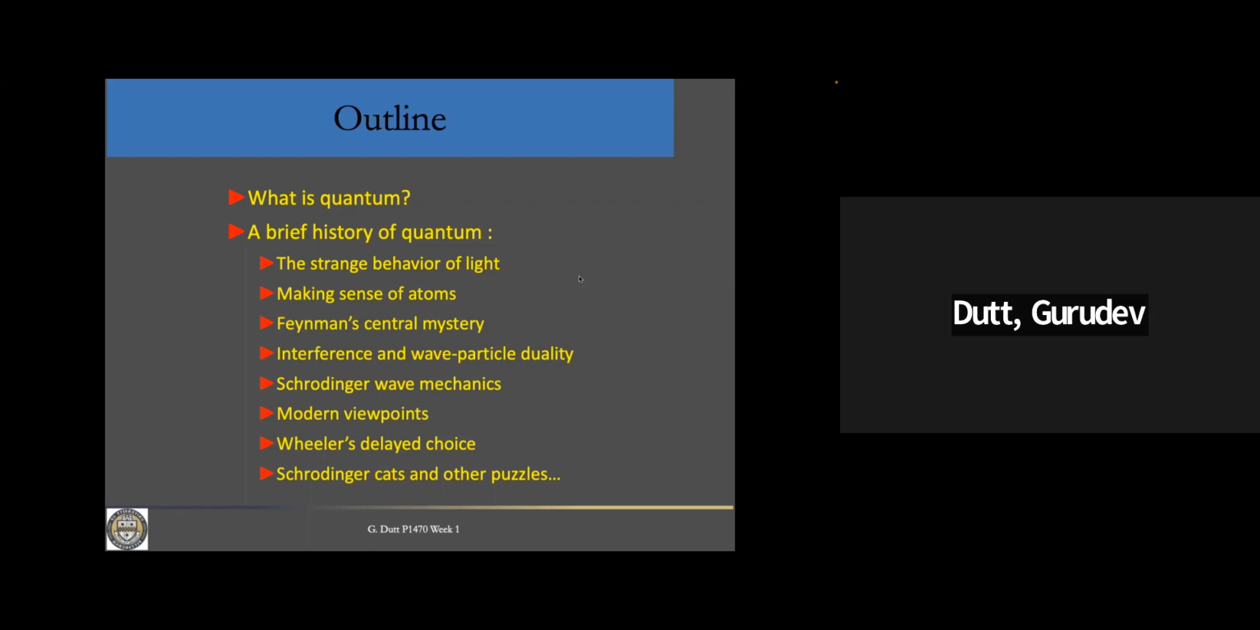Nice. And then, again, we'll probably never refer back to wave mechanics or any of this stuff, but you should understand that historically, this is how things happened in quantum physics. And then the modern viewpoint, which I'll briefly talk about. And then a couple of nice experiments, Wheeler's delayed choice and Schrodinger's cat. I don't know if I'll get through all of that today, hopefully by next week.